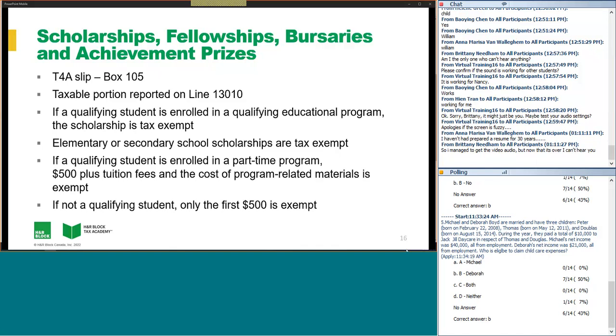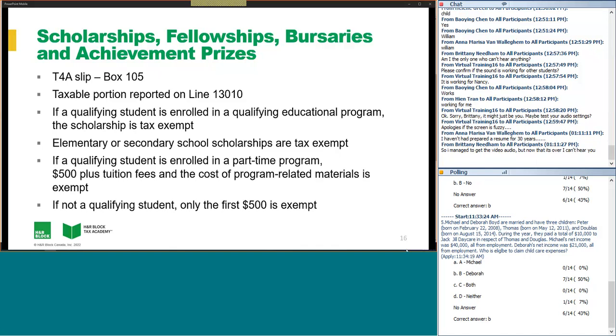Program-related materials might be textbooks, it might be lab fees, it's all the things you need to do your program, and you have to have receipts. So in that portion, the part that is exempt is just the cost of the program plus your fees. And if you're full-time, it's 100% exempt.